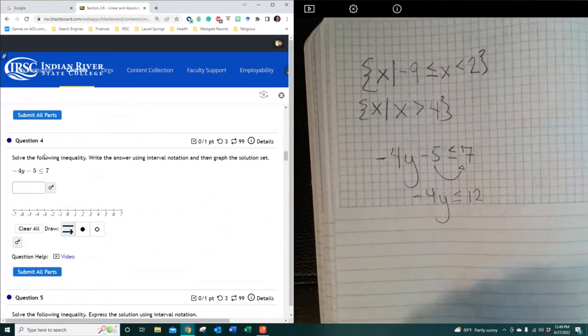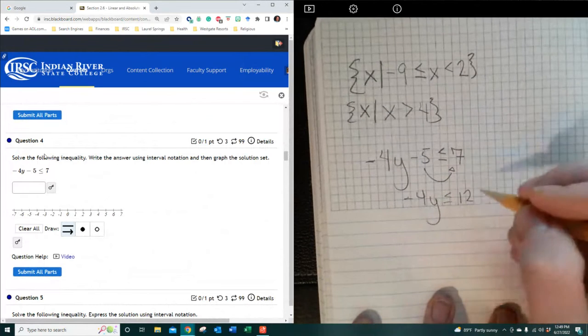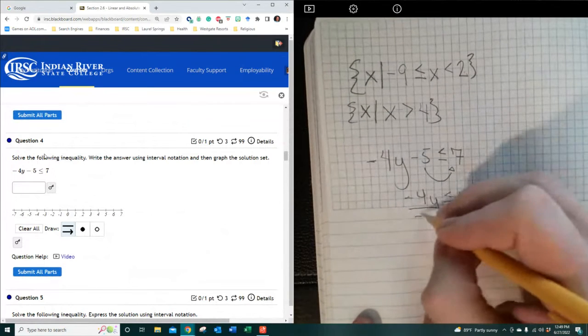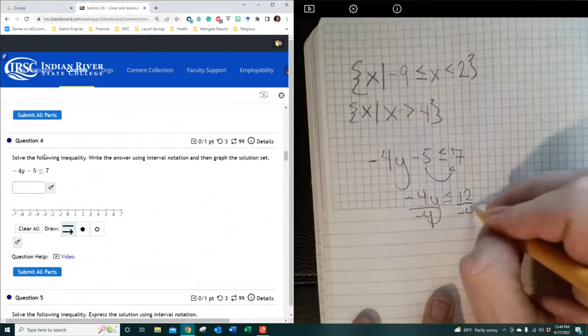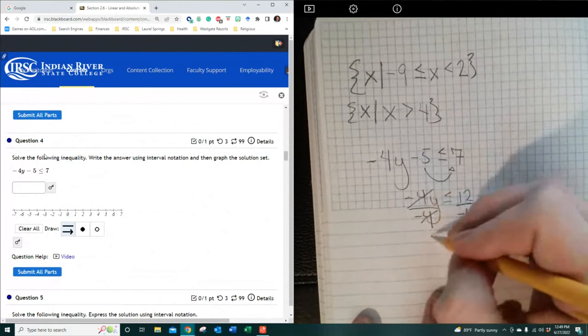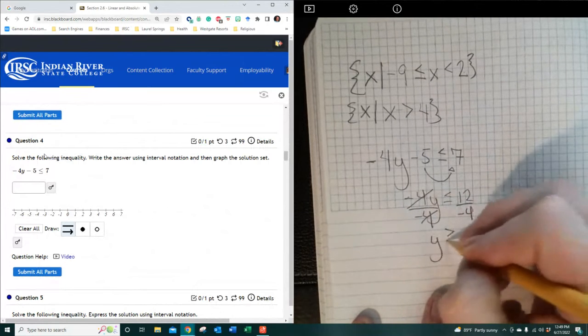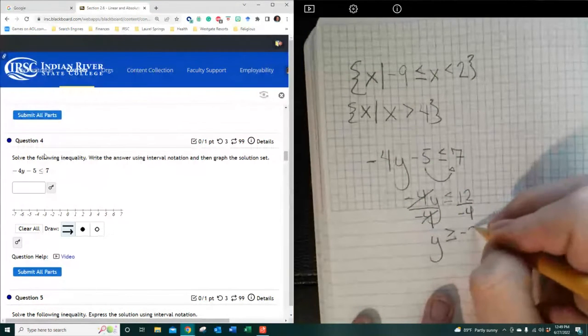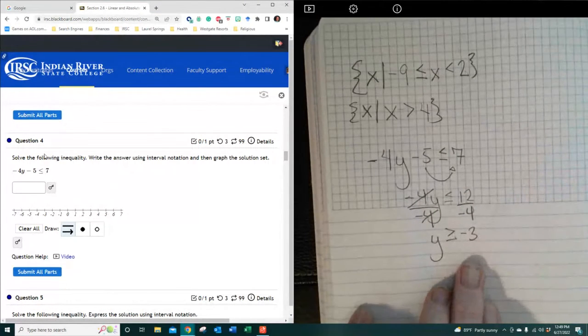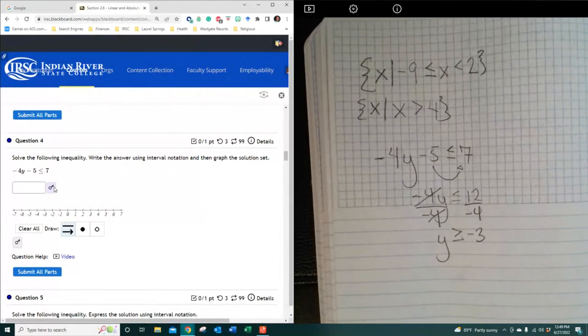And when you go ahead and add 5 to both sides, you're going to get 12, and then you're going to need to divide by -4. But when you're dividing by a negative value, you must switch the inequality sign at that moment. Okay? So that's our answer that we're looking for.